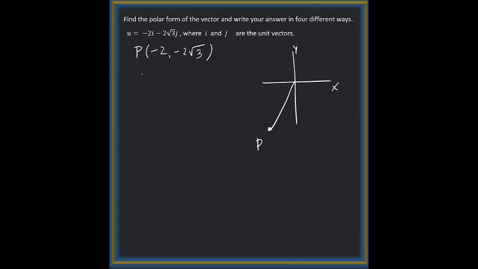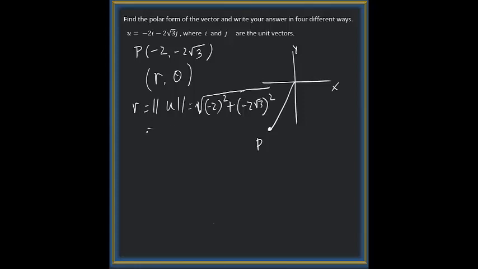The polar form of the vector is (r, theta), which we'll find as a point first. Where r is the magnitude of the vector u, so that one will be the square root of negative 2 squared plus negative 2 radical 3 squared. If you grab a calculator and simplify this one, you'll see that the result is 4. So then we know that the length of this vector is 4 units.